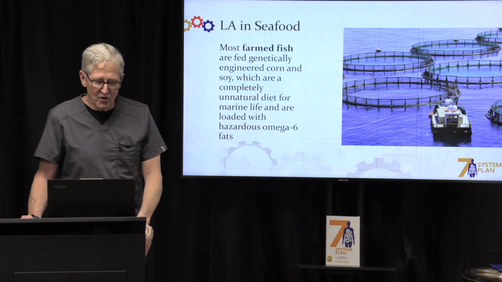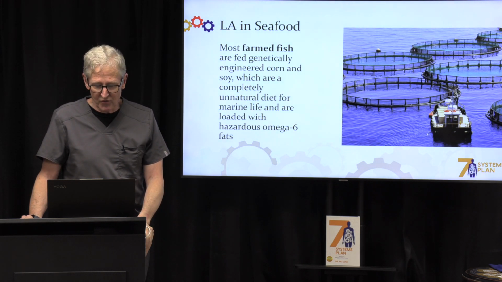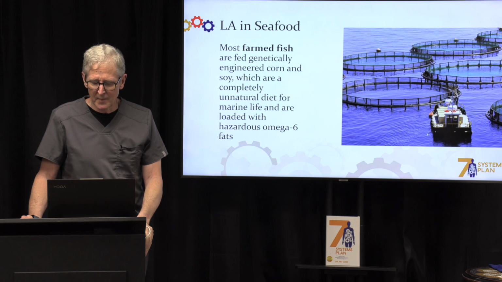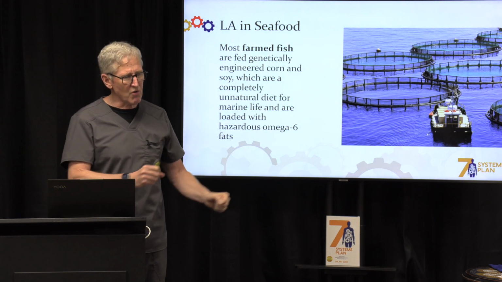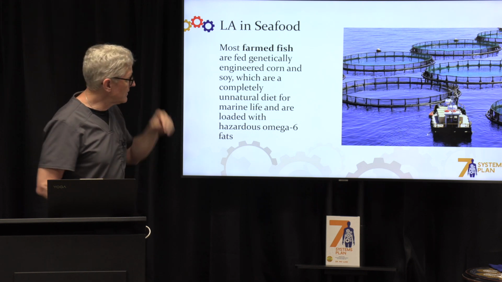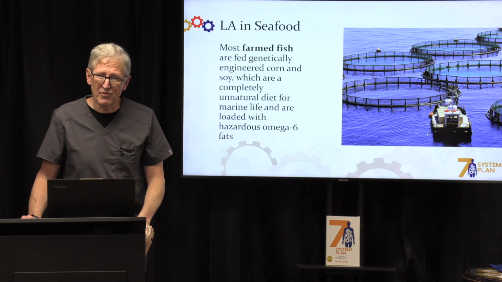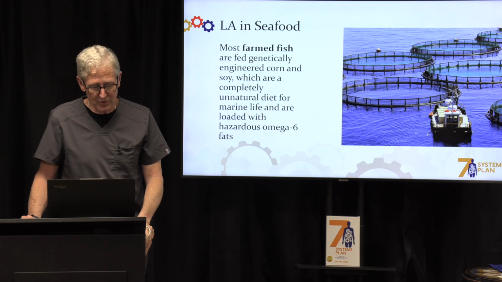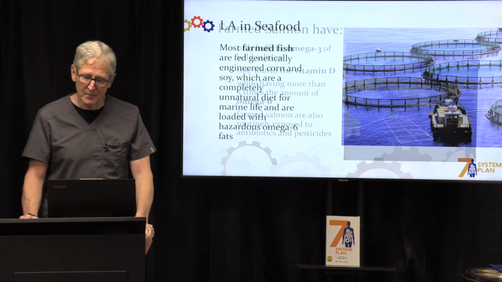If you have ever looked at a farm that raises fish, it would look something like this. And you'll see these boats driving by and throwing buckets of grain into the pens for these fish to eat. And that is not a natural diet for fish. They don't normally eat this much. And it changes the omega-3, omega-6 ratio. It puts a lot more omega-6 in them.